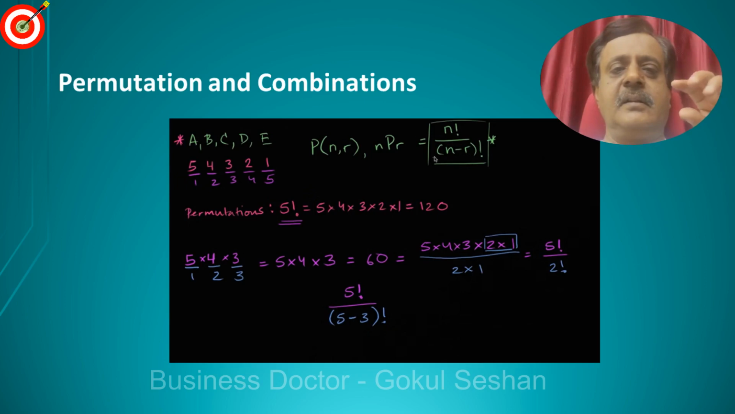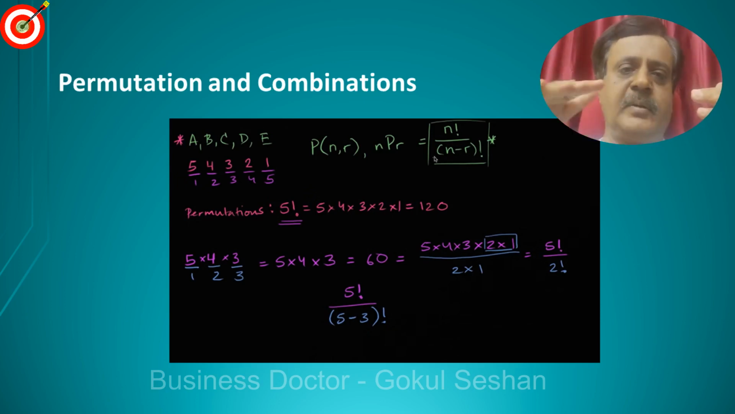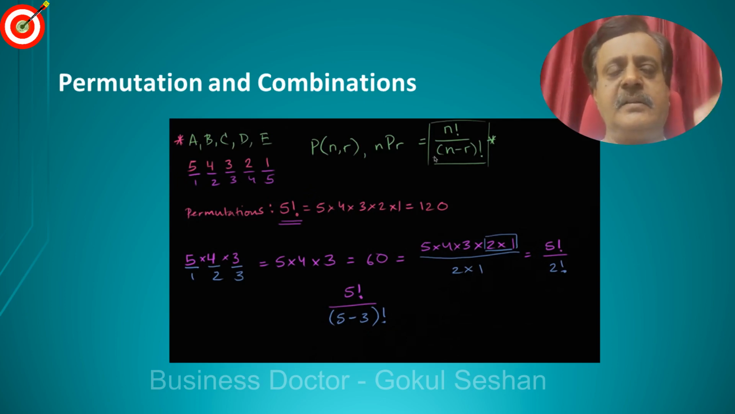So suppose there are 5 chairs, and in how many ways can these 5 people be accommodated in these 5 chairs. So A, B, C, D, E is the number of people. So A can sit in the first chair, B can sit, or C can also sit, D the same way, E can also sit in the first. So 5 people can go in any which way in the first chair. So 5 combinations are there.